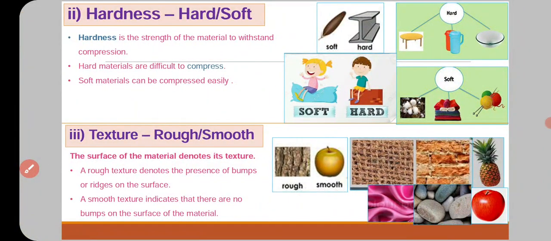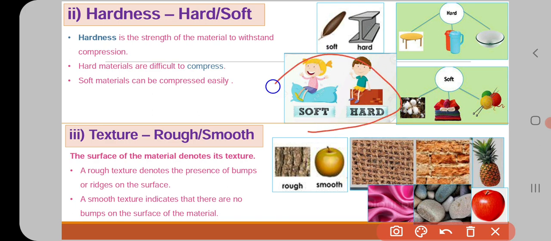Hardness. Hard or soft. Hardness is the strength of the material to withstand compression. Hard materials are difficult to compress, soft materials can be compressed easily. Over here, you see some examples, hard, soft. If you sit on a pillow, it just compresses, right? Because of the weight. But on a rock, if you sit, it will not be compressed. It's hard.